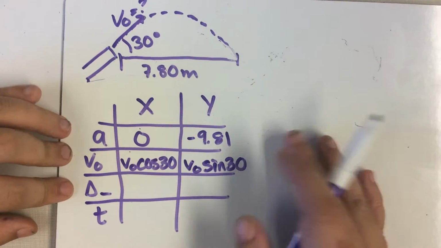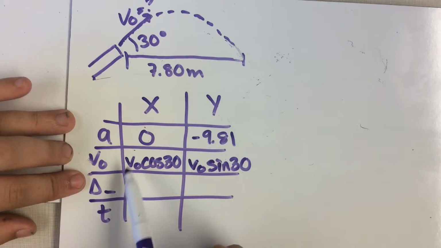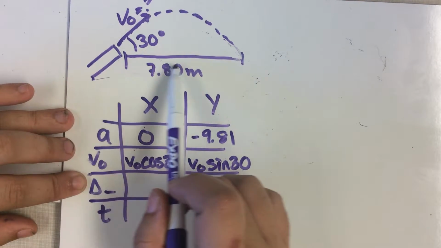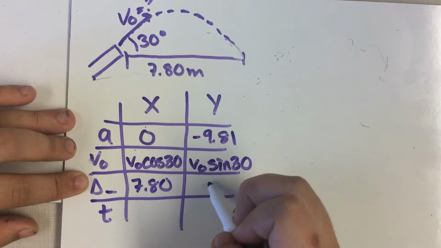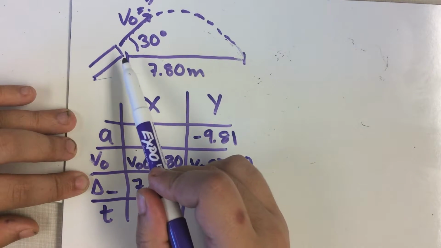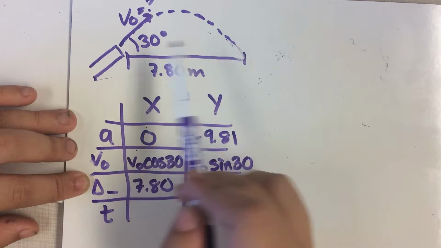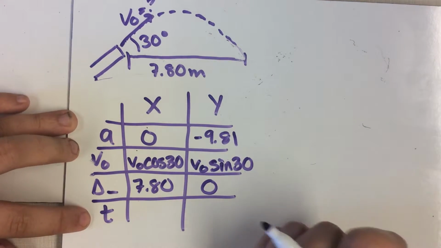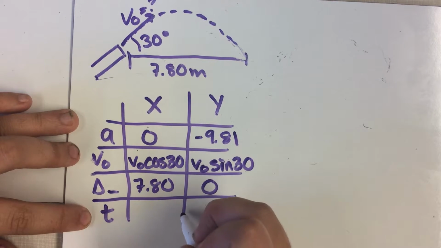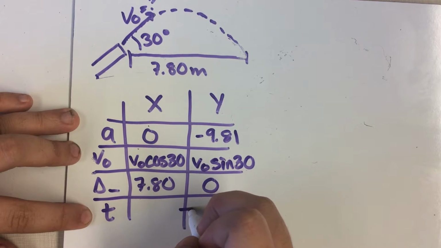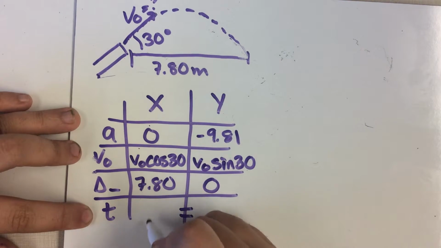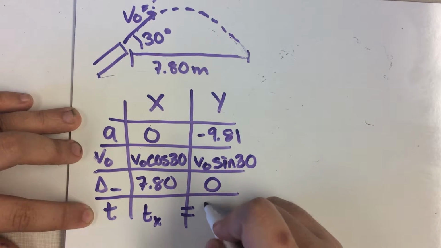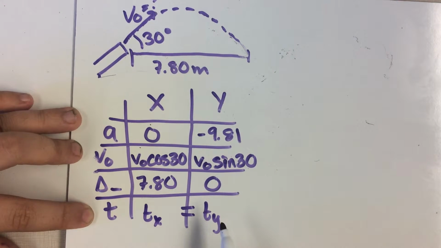So now with my table, I come to the displacement column. My displacement in the x is going to be 7.8 meters. And in the y, it's going to be 0 meters because the water is returning to the same height from which it was launched. Then, I don't know the time it's in the air, but I can use that to link the two equations. If I can find tx, and if I can find ty, I can set them equal to each other and then solve that equation for v naught.